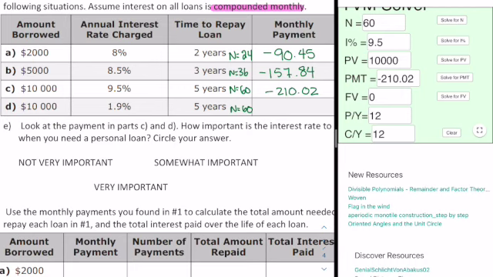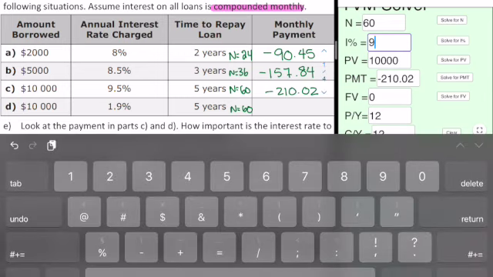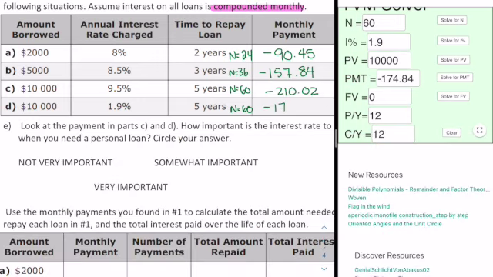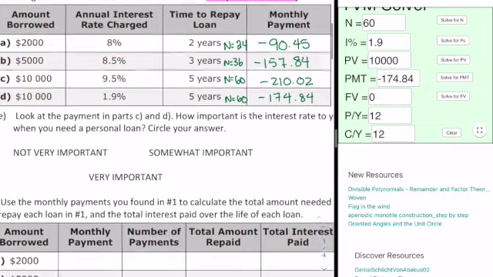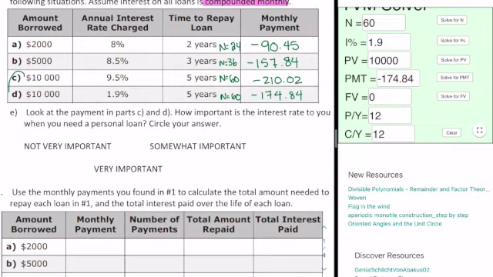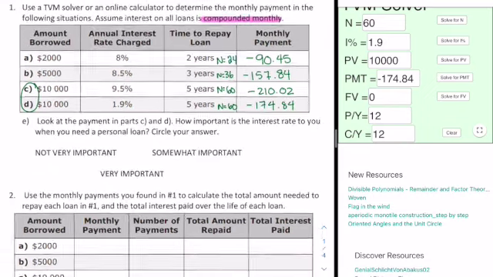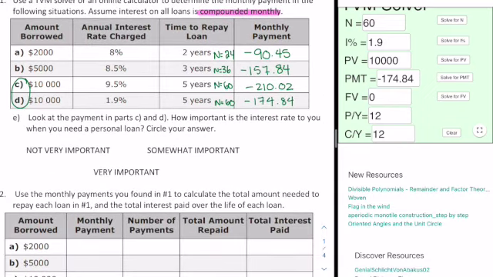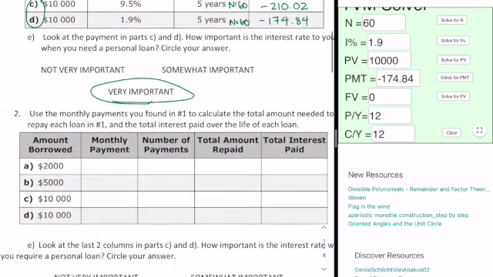And then this last one is pretty much the same. The only difference is we're changing the interest rate down to 1.9. Now if you look at the payments in C and D, how important is the interest rate when you need to have a personal loan? This is kind of an opinion thing, but I would say the interest rate is very important because the difference is still going to add up over time to wind up costing you a lot more later on if you have a higher interest.